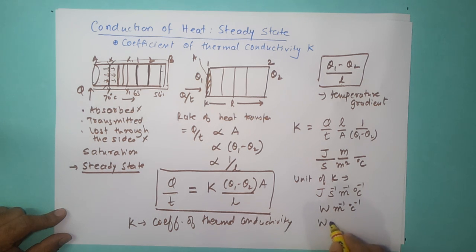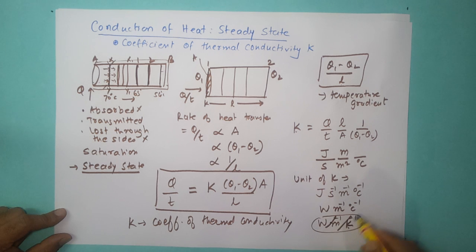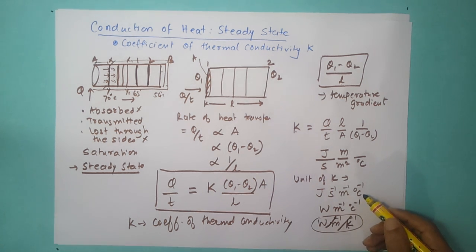Also you can write the unit as watt meter⁻¹ Kelvin⁻¹, but I avoid using this unit because there's a possibility of getting confused between this K and this K. This is Kelvin, whereas this is the symbol for the coefficient of thermal conductivity. So generally we would use one of these units for the coefficient of thermal conductivity.